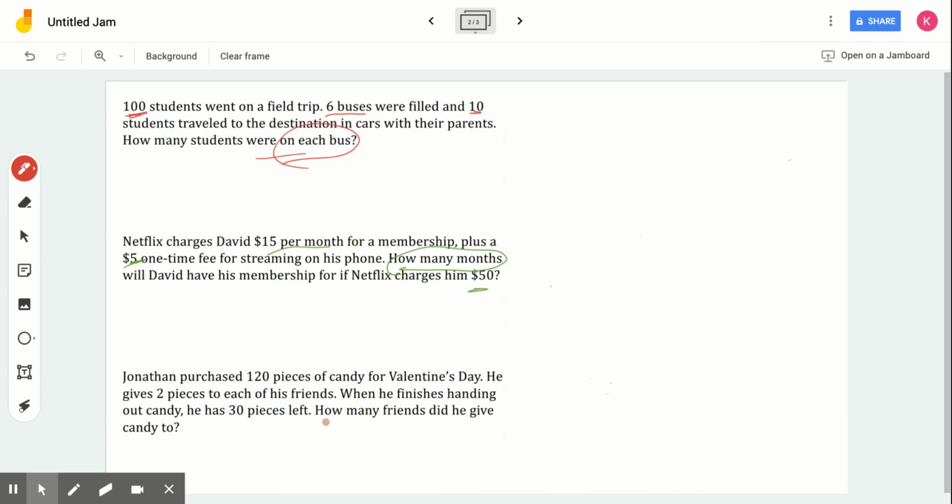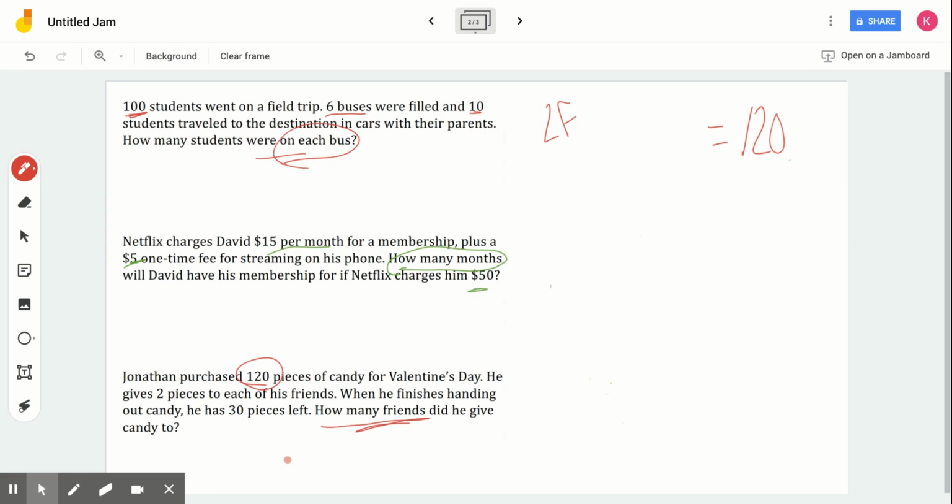So we're looking to find how many friends. So that's going to be our variable. That's our unknown. We don't know that. We know that he starts with a total of 120. So we want to set our equation equal to 120. We know that each friend is getting 2 pieces. So 2 pieces times the number of friends. And then he had 30 pieces left.